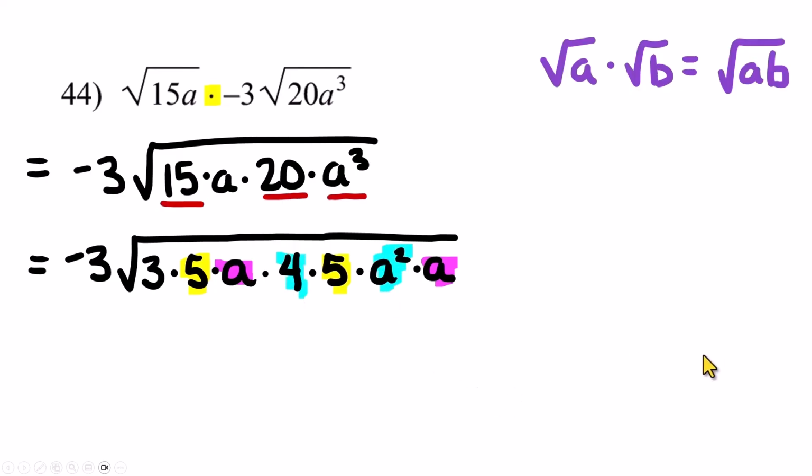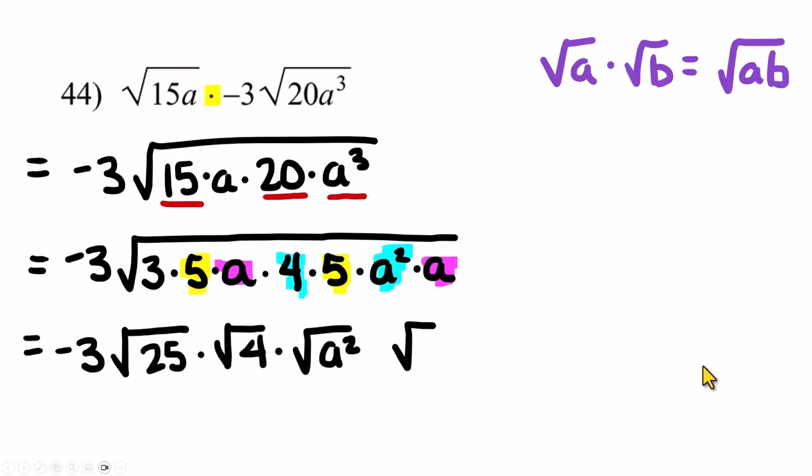Now, depending on your comfort level, some people are just going to pull all those out, but those are all perfect squares. Let me show you. 5 times 5 is 25. 4, well, is 4. A squared gets its own radical, but there's another a squared here because there's 2 a's being multiplied there, so that's the second a squared. And 3 doesn't have a partner, so it's all by itself under its own radical.